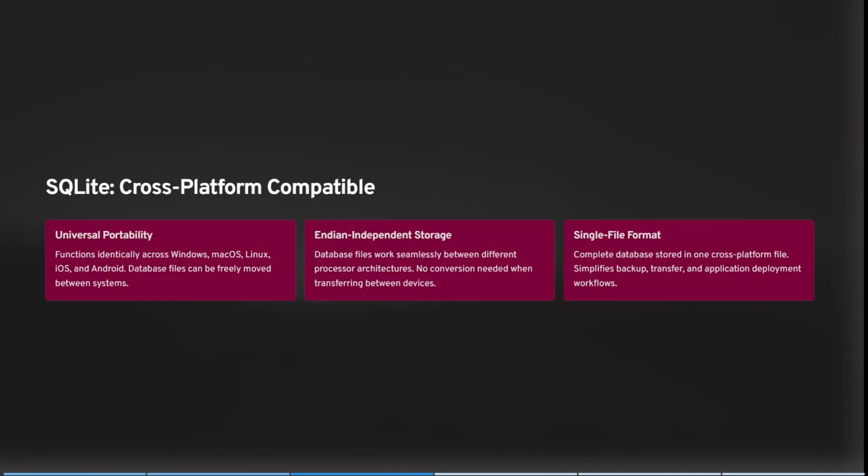The next thing over here, you can see it has universal portability. So functions are identical across Windows, Mac OS, Linux, iOS, as well as Android. Database files can be freely moved between systems. This means no matter what system you're using, even if you're using multiple systems, it will all look and feel the same. Database files also work seamlessly between different processor architectures, so there's no conversion needed when transferring between devices. You can have complete databases stored in one cross-platform file. It simplifies your backup, your transfer, and your application deployment workflows.